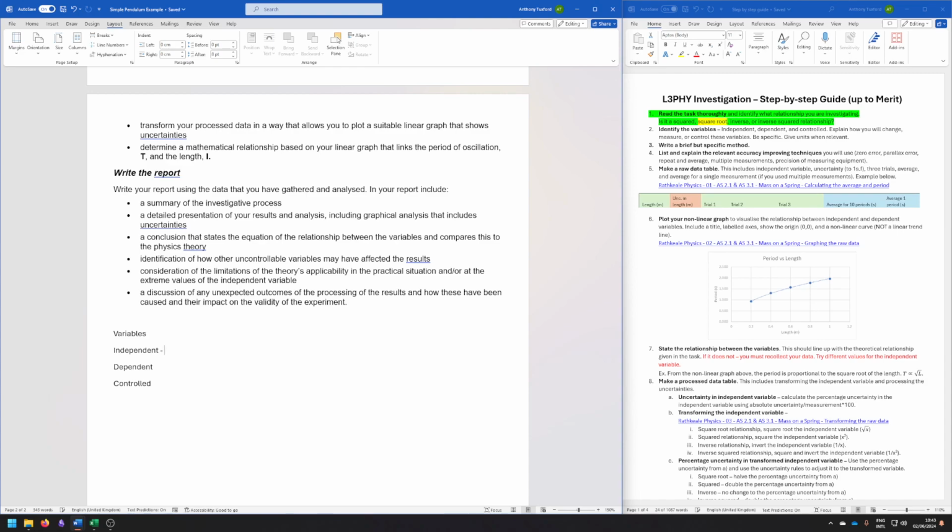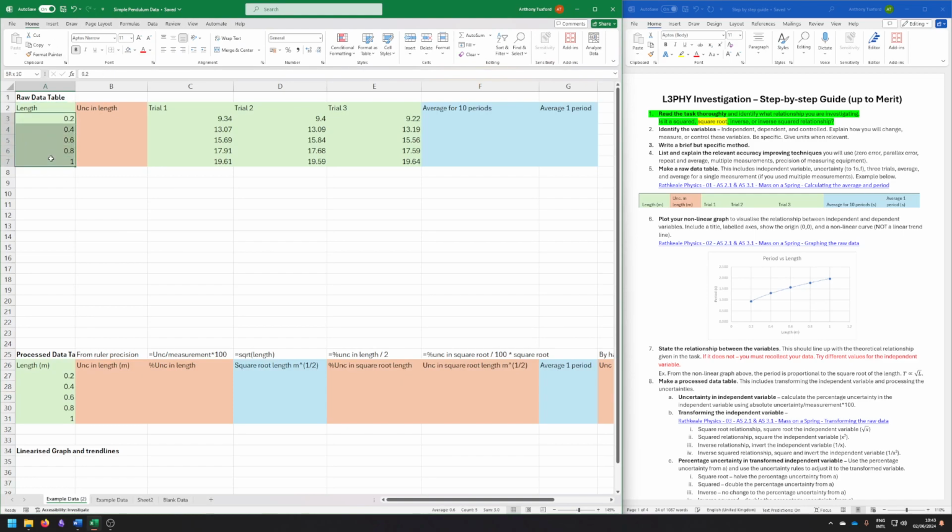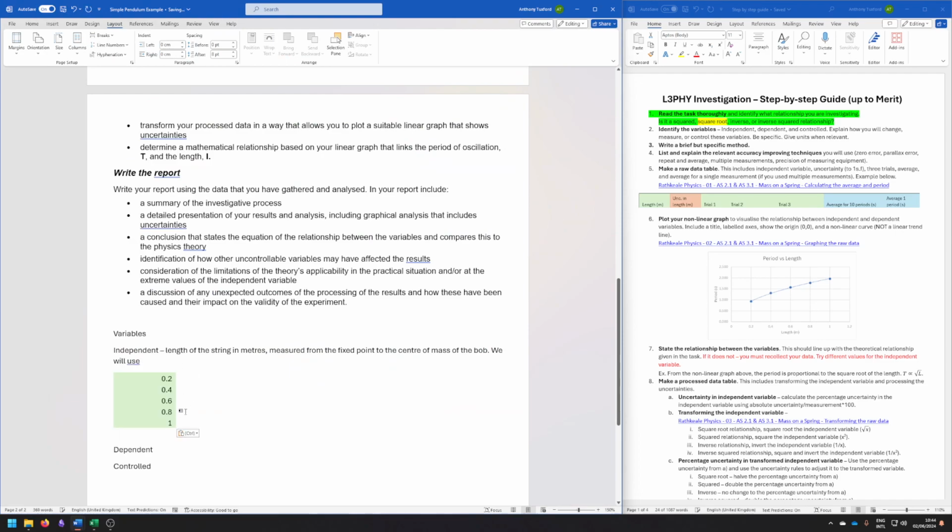Our independent variable, the thing we are changing, which was the length of the string in meters, measured from the fixed point to the center of mass of the bob. Great. And we need at least 5 different measurements. We will use 0.2 meters, 0.3, I think, wait, what did I choose? No, 0.2, these ones right here. There we go, paste like that. 1.0 meters, cool.